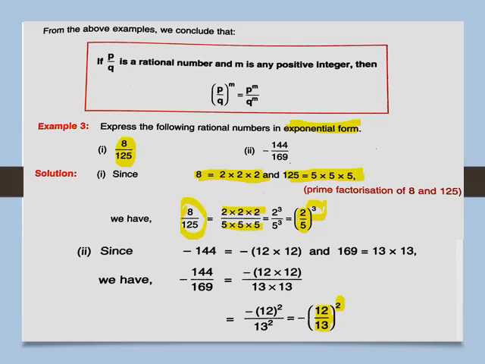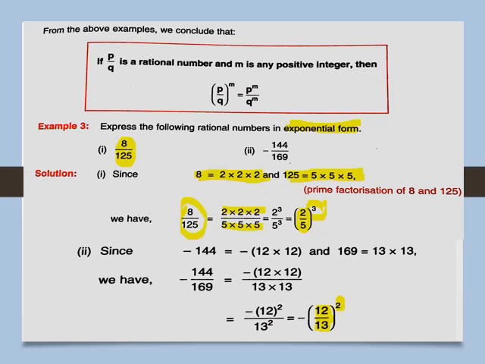So now we will write this number from its rational number form. 8 upon 125 equals 2 into 2 into 2, which we have already formed, and 5 into 5 into 5. How many times 2? 3 times. How many times 5? 3 times. So we will write this number as 2 upon 5 whole raised to the power 3. So in this way we can convert the number into the exponential form.